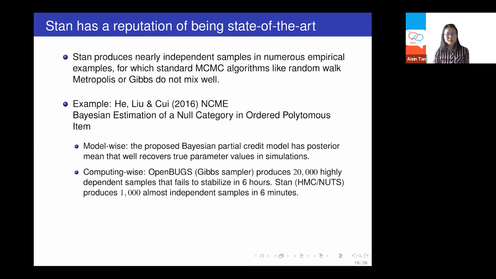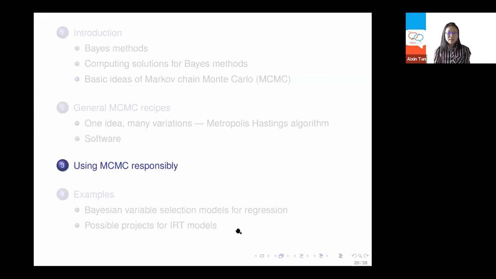clear winner. Okay, and the competition result could change if you simply change the data, or it could change if you change the data structure. So it really depends. It doesn't hurt to try both. Okay, that's my part two about how easy it is to do MCMC nowadays.